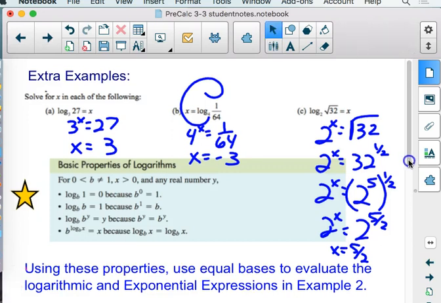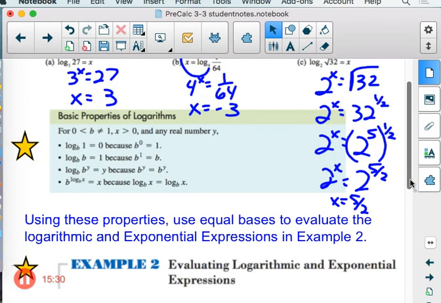So now some basics of logarithms. Basic properties of logarithms, again, our base is going to be greater than 0. Our bases will be positive, not going to be 1, because 1 to any power is just 1, which is boring. And our x value is going to be greater than 0 for any real number y.